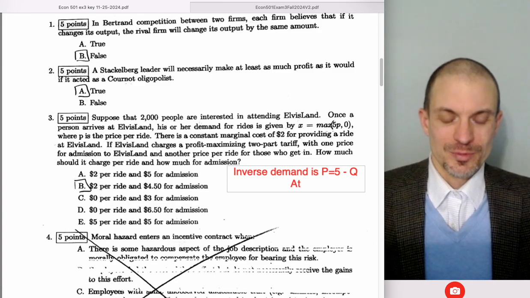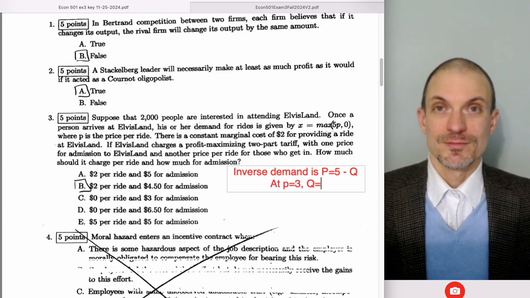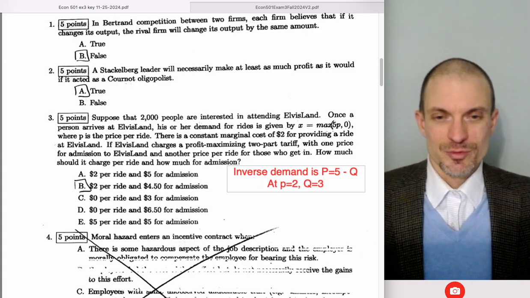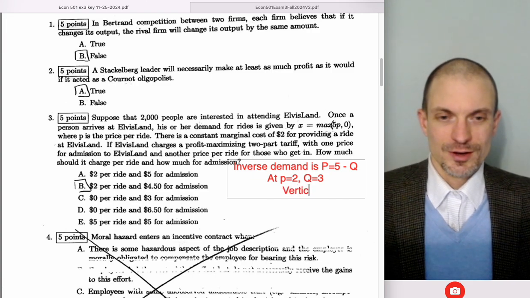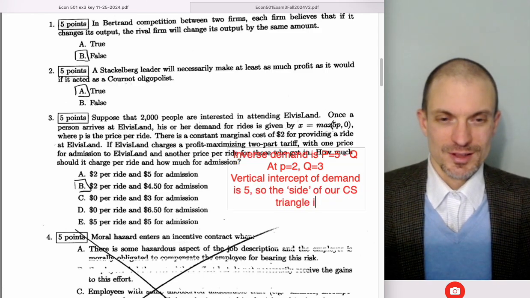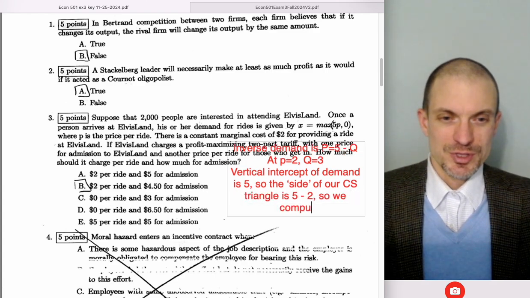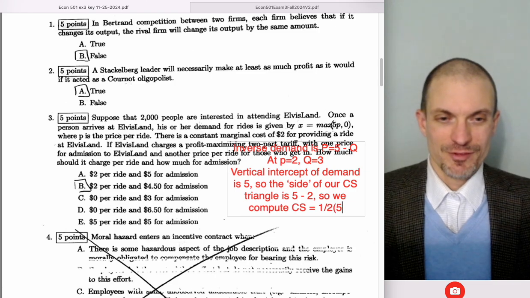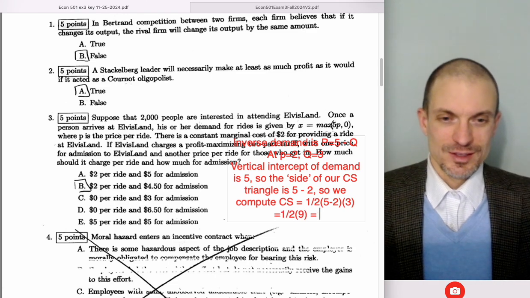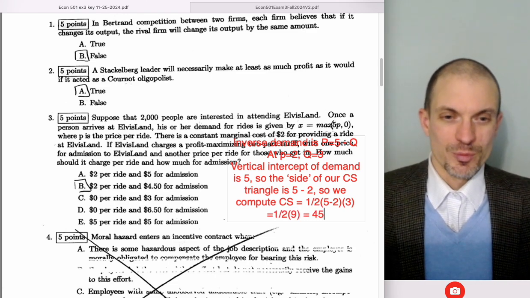So at a price of 3, Q is going to be 5 minus 3. Quantity is going to be 3. The vertical intercept of demand is 5, so the side of our consumer surplus triangle is going to be 5 minus 2. So we compute consumer surplus as 1/2 times (5 minus 2) times 3, which equals 1/2 times 9, which equals 4.5.